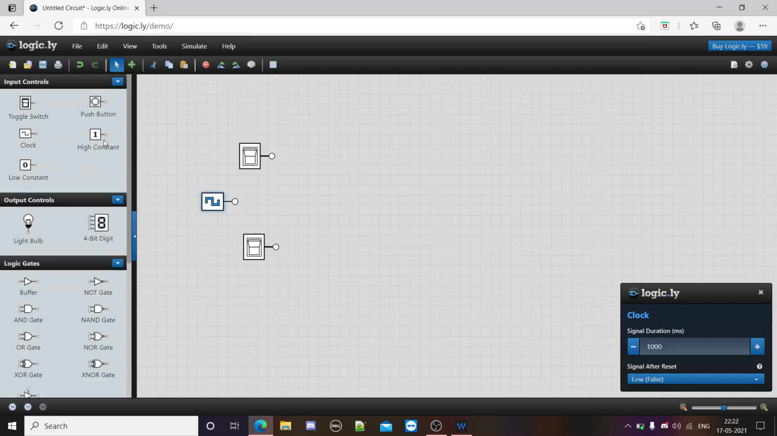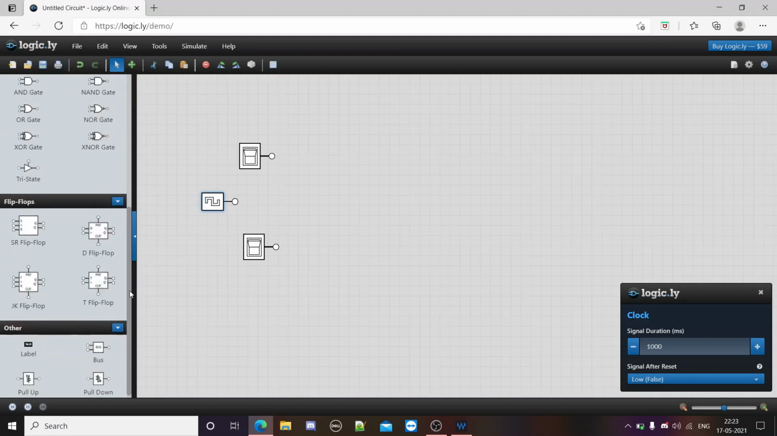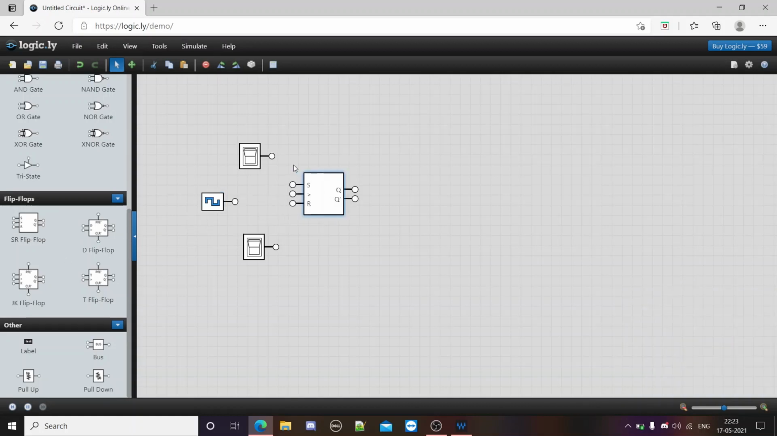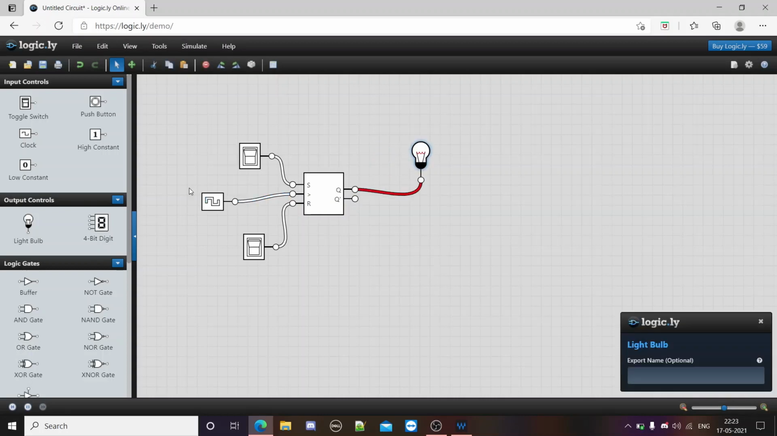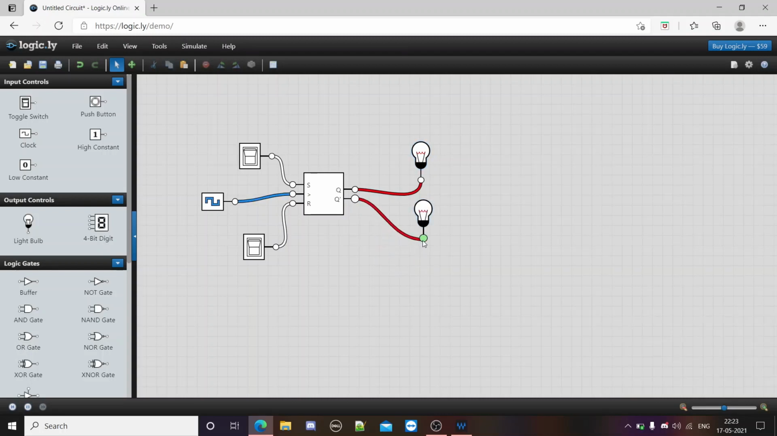For SR flip flop, it will be SR and clock pulse. So now I'm taking this flip flop. I'm just giving connections. One for S and R, and then clock for signal pulse, and two bulbs for getting the output. One for Q and one for Q dash. That is next state Q dash and Q previous state.